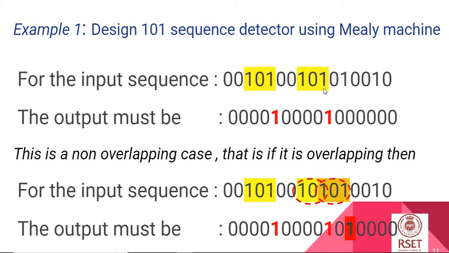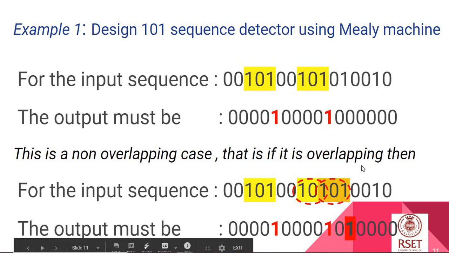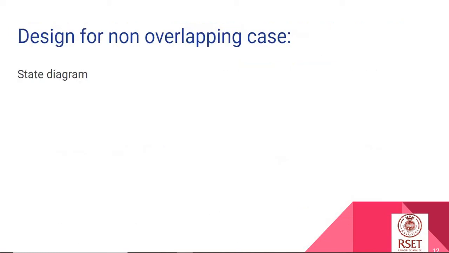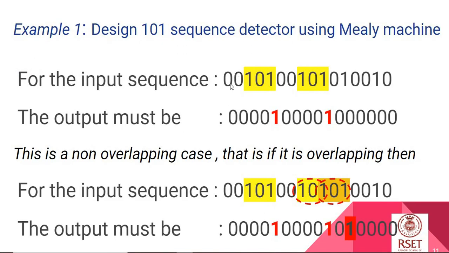That is, we don't want it to be overlapping. We don't consider this one as the starting. We start the sequence from this 0. So we can design according to our interest for either non-overlapping or overlapping depending upon the user definition. So we can now decide for a non-overlapping case. So non-overlapping case is this one.